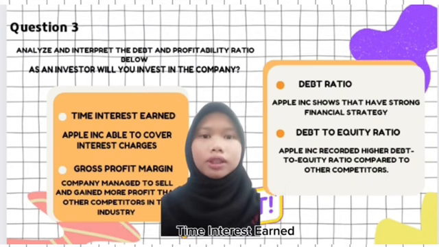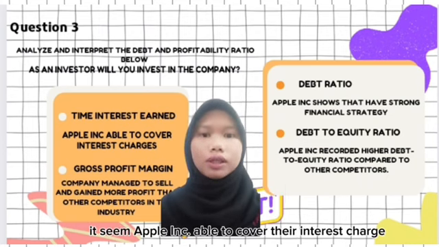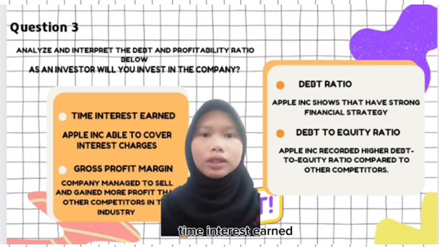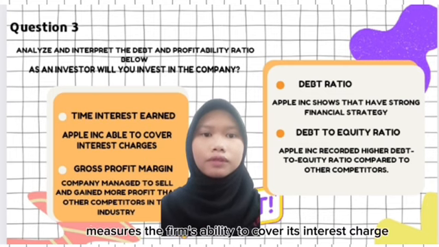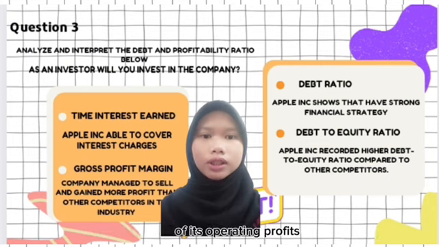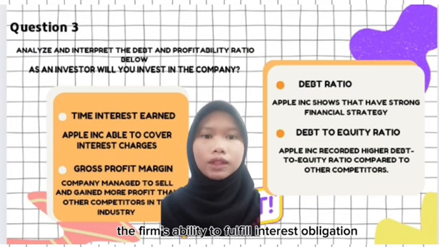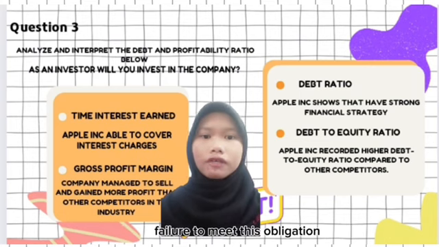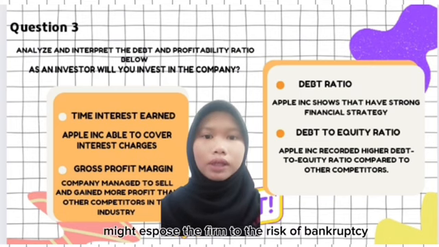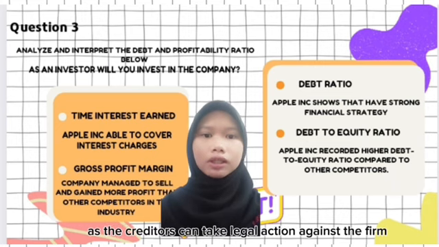Times interest earned. It seems Apple is able to cover their interest charge. Times interest earned measures the firm's ability to cover its interest charge out of its operating profits. The higher the ratio, the higher is the firm's ability to fulfill interest obligation. Failure to meet this obligation might expose the firm to the risk of bankruptcy, as the creditors can take legal action against the firm.